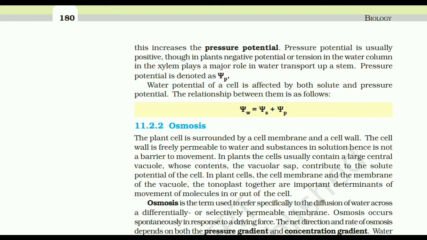Pressure potential is usually positive, though in plants, negative potential or tension in the water column in the xylem plays a major role in water transport up a stem. Pressure potential is denoted as psi p. Water potential of a cell is affected both by solute and pressure potential. The relationship between them is psi w equals psi s plus psi p.